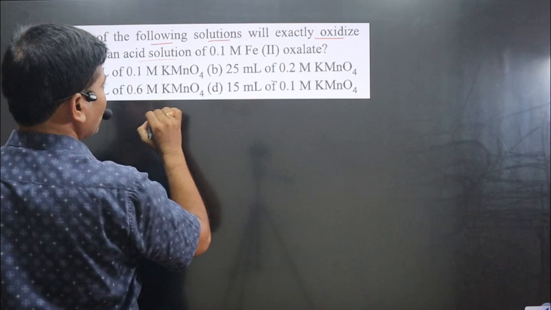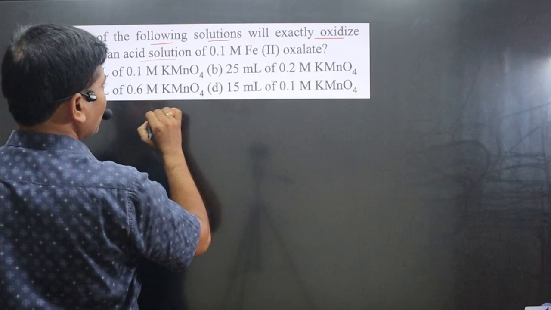So it is not matching, because for the salt the number of milliequivalents is 7.5, and in case of the second solution we have 25 milliequivalents. It is not matching. Anyway, now we move on to the third option. In this case, you can see 25 ml of 0.6 molar KMnO4 is there. So we can calculate the number of milliequivalents for this also.